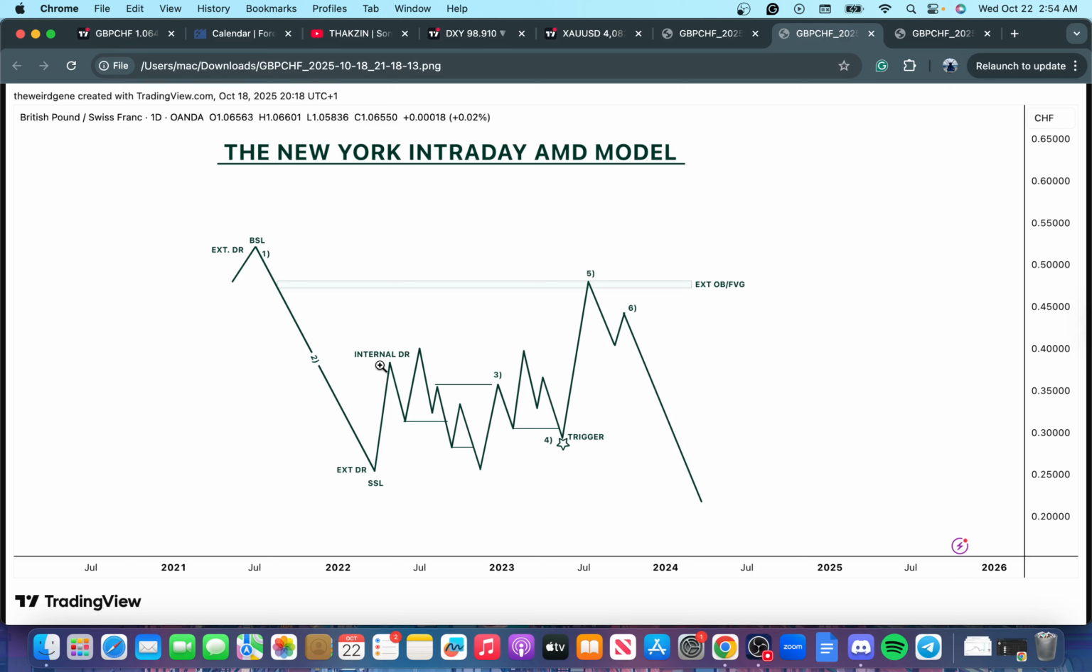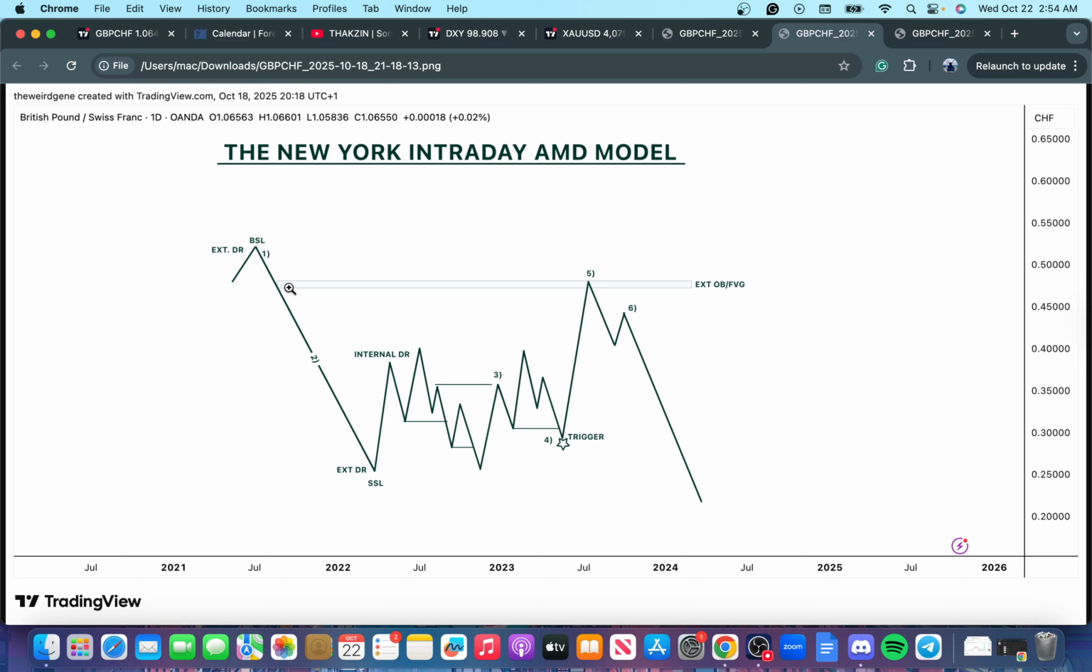Now, the premise of the model is based on two things, so you can easily pre-anticipate the model potentially forming and know exactly what to do once you see certain characteristics. The first characteristic for the model is the overextension during the Asian session. Usually during the Asian session, the market is delivering in the direction of higher time frame order flow.